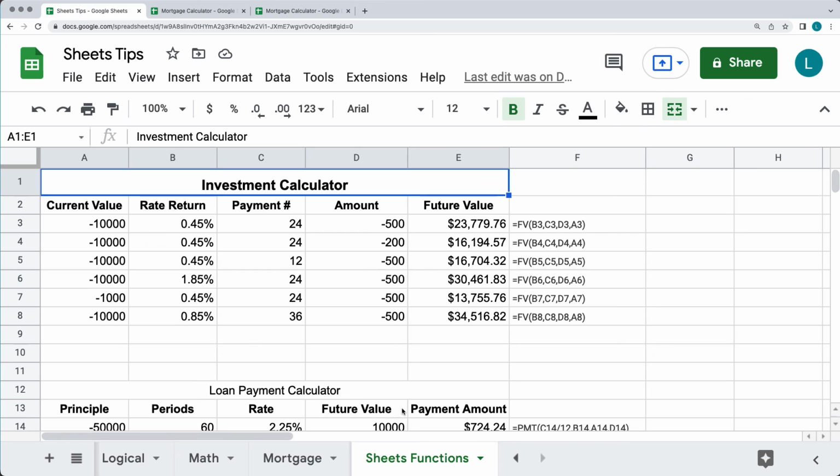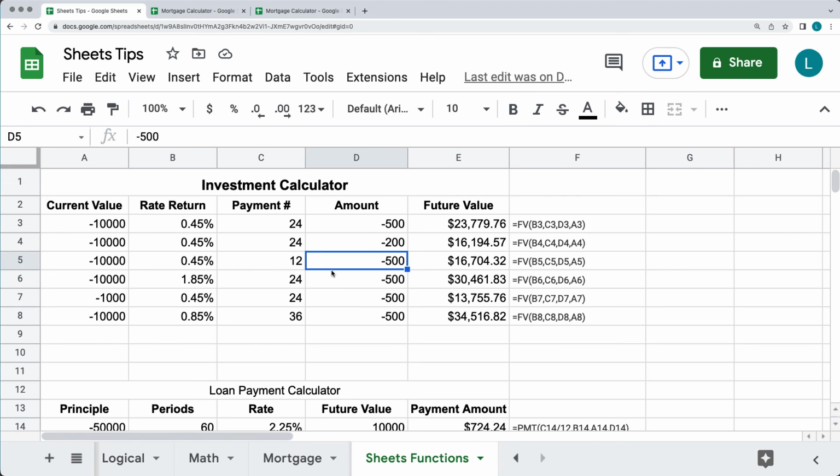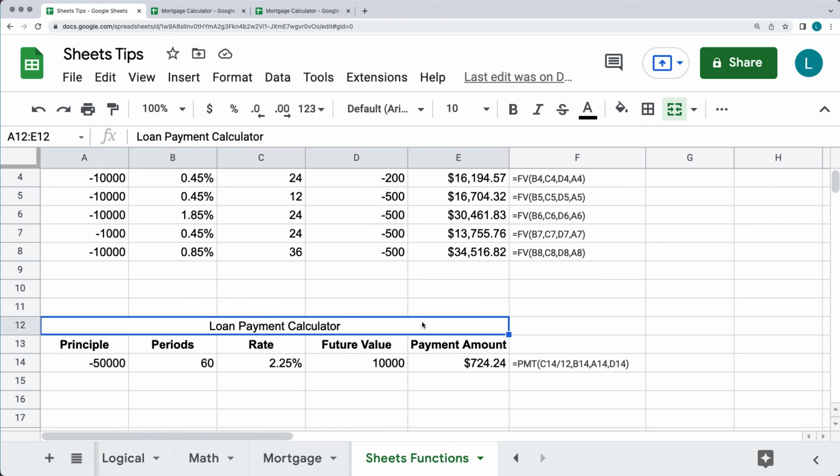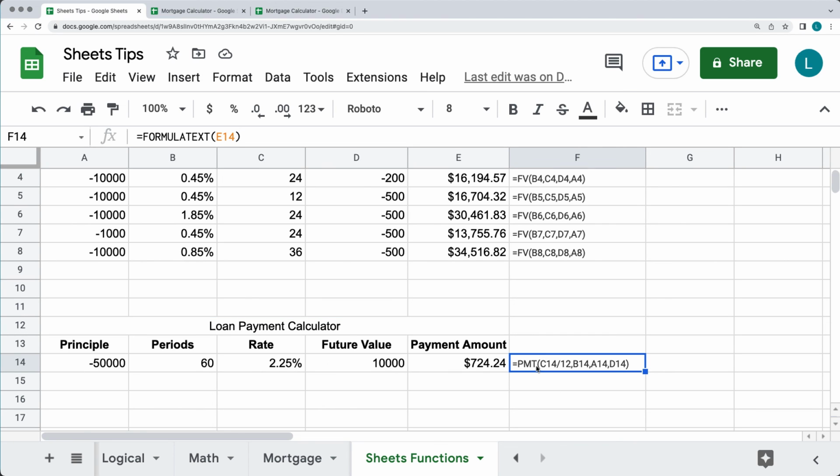A second project is also an investment calculator or a loan calculator. And these are also going to be based on similar formulas that you can create within your Google Sheets.